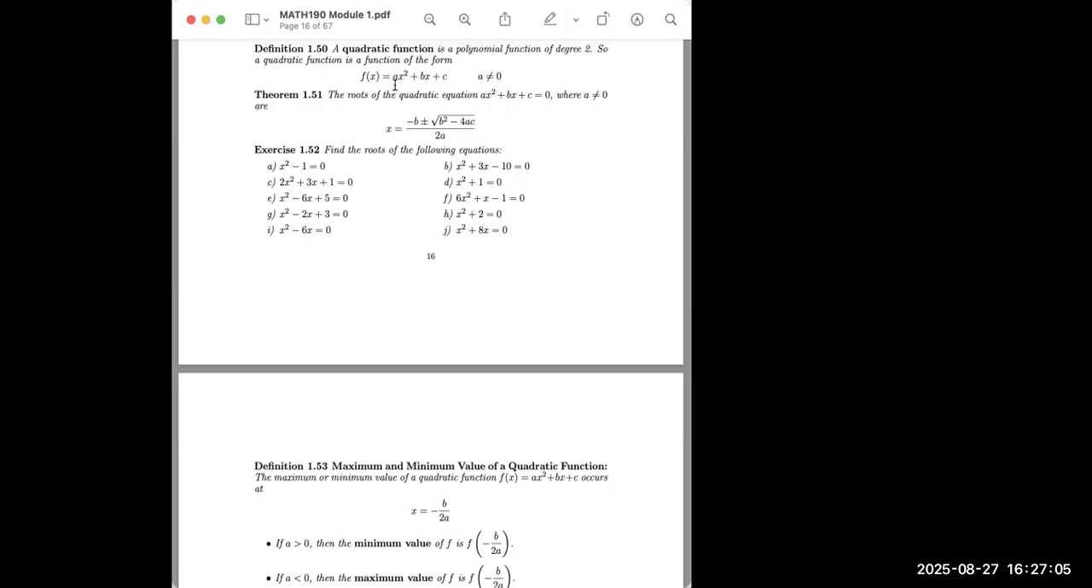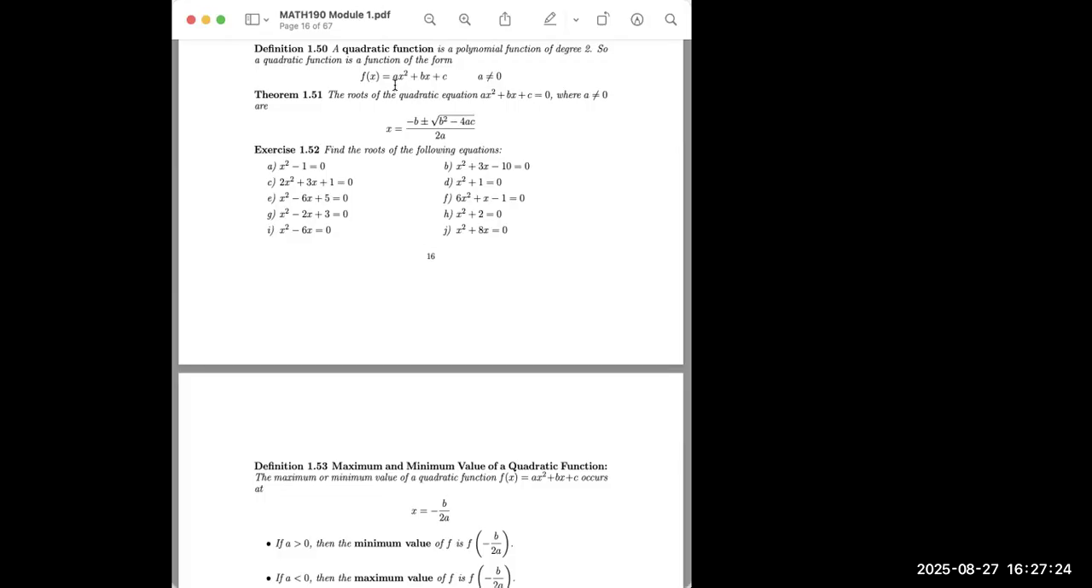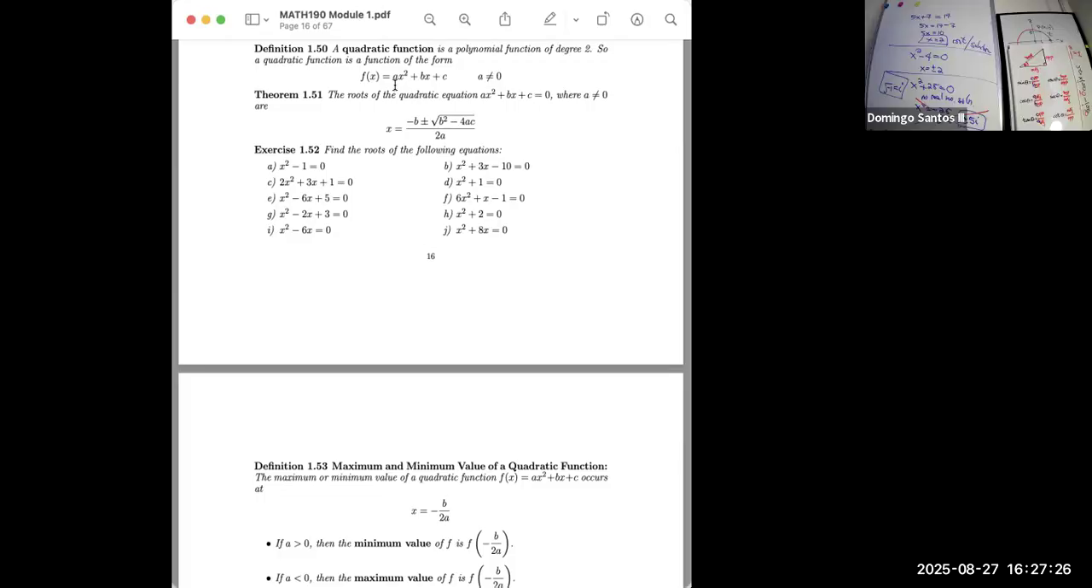The roots of the quadratic equation ax squared plus bx plus c equal to 0, where a is not equal to 0, are x is equal to negative b plus or minus the square root of b squared minus 4ac over 2a. Is this familiar? Have you used this before? Yeah, the quadratic formula, yeah. We've used this a lot before in algebra and pre-calc.